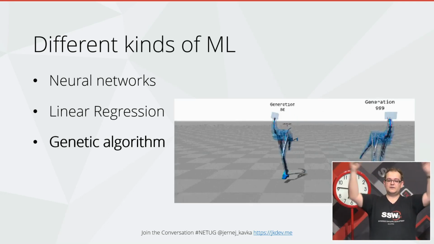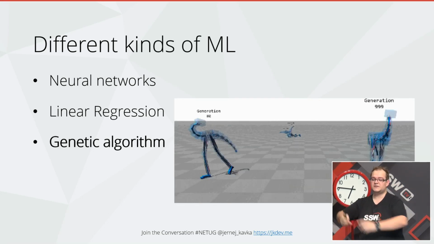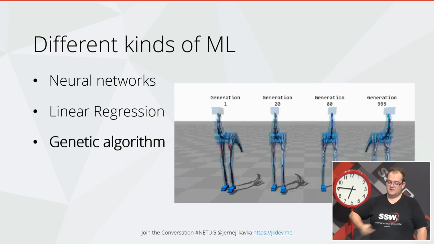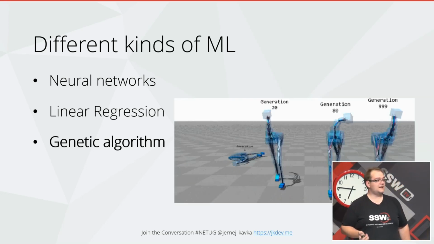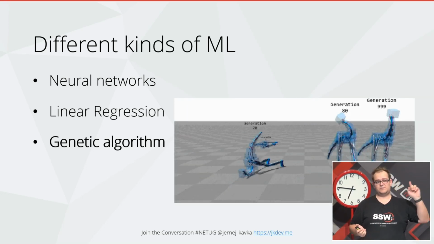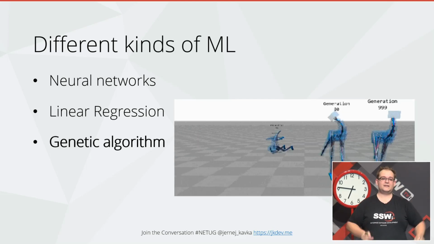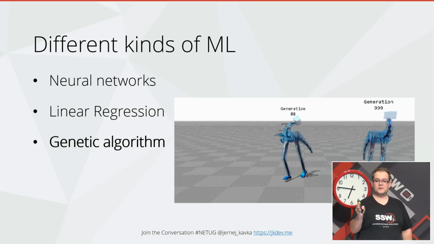You can also have genetic algorithms, which literally generate thousands of populations, try out which ones are the best, and only the best survive into the next generations, and then you repeat that for thousands or millions of generations. And then at the end, you get not the best result, but the one that solves your problem.